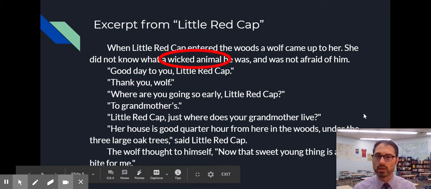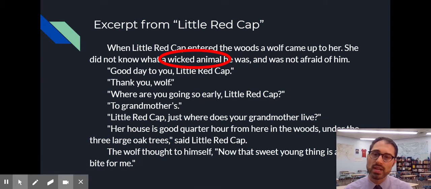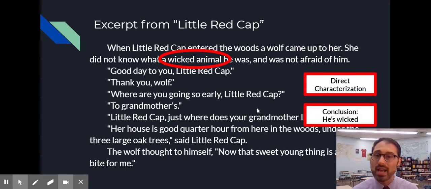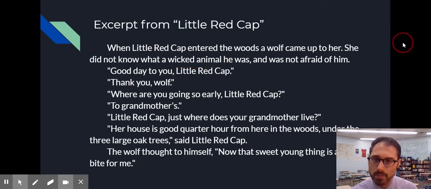So we can see here that the narrator says that she did not know what a wicked animal he was. We are flat out told through direct characterization that he's wicked. We don't have to make any conclusion. The author tells us for us, which is why it's direct. Let's take a look at another example.